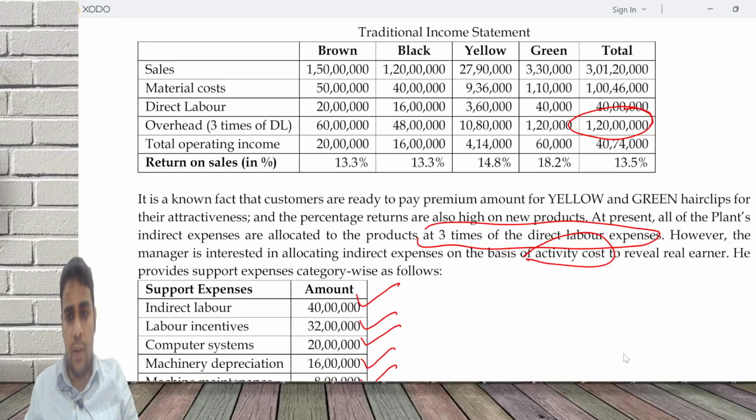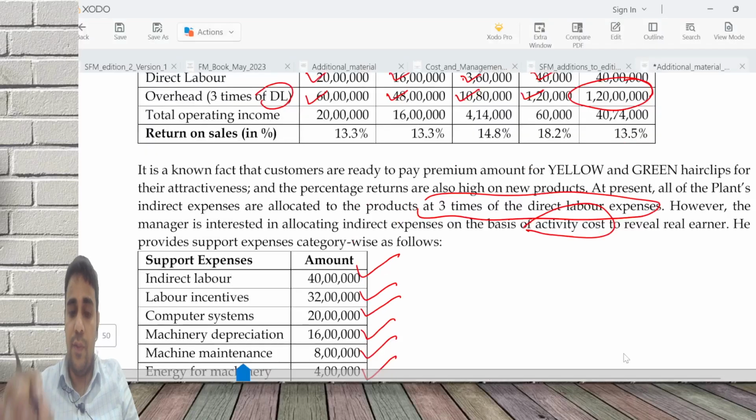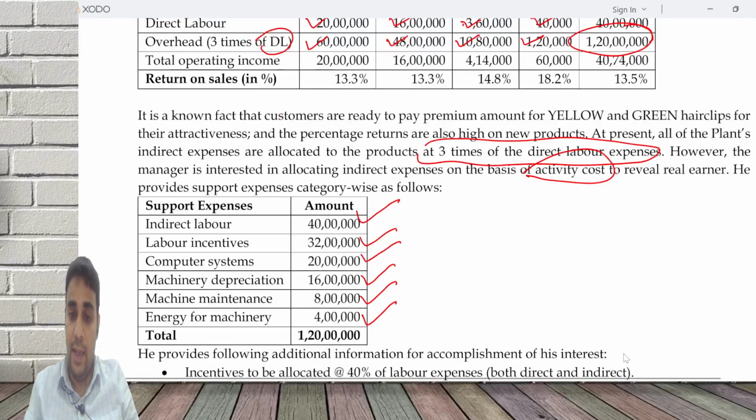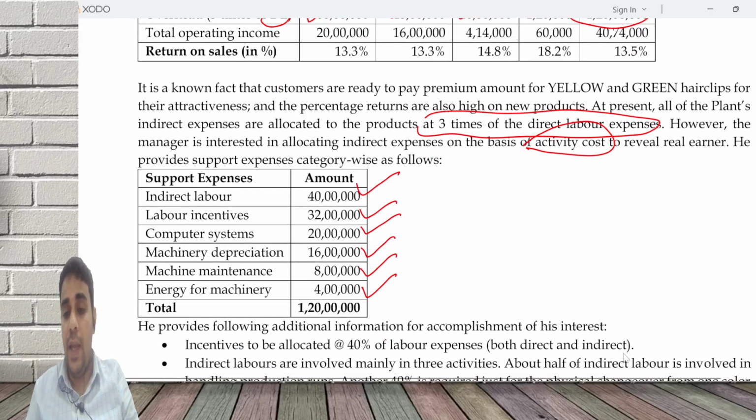Okay. Now coming to this question, as of now, overheads is absorbed as three times of direct labor, that is 20 lakh direct labor, overhead 60 lakh, 16 lakh direct labor, 48 lakh, 3 lakh 60, 10 lakh 80, 40, 120. So the overheads is 1 crore 20. Now what we need to do is find a recovery rate for each of the expenses, and there can be different drivers for different ones.